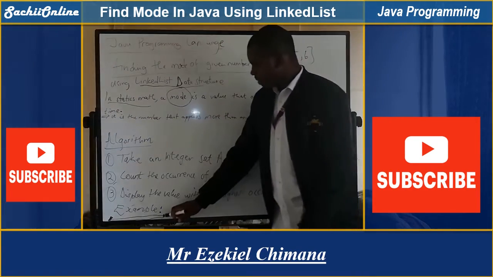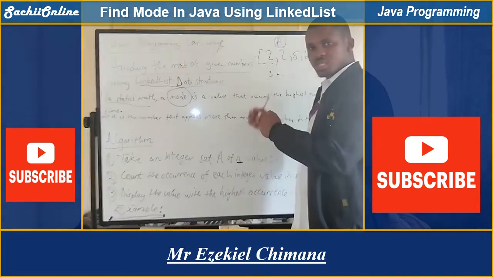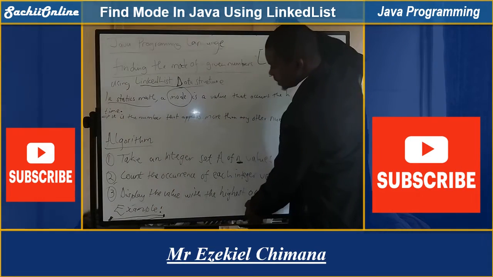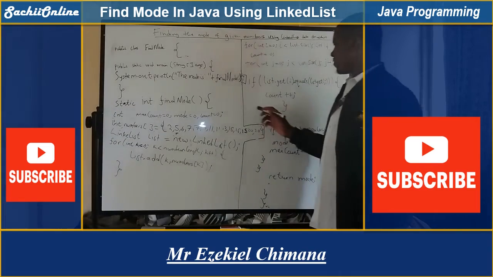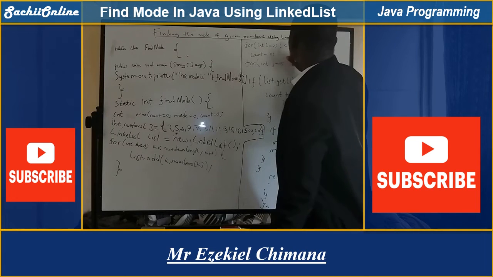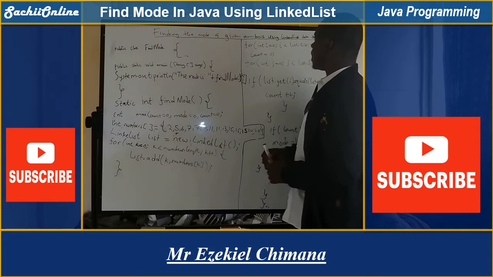And then I'm going to give you an example. I'm going to rotate my board, and after that I'm going to show the code that I've already done for you. So here, team, we've got this method that I've already done for you, where you have to find the mode of given numbers using the linked list data structure as it was required by the question.